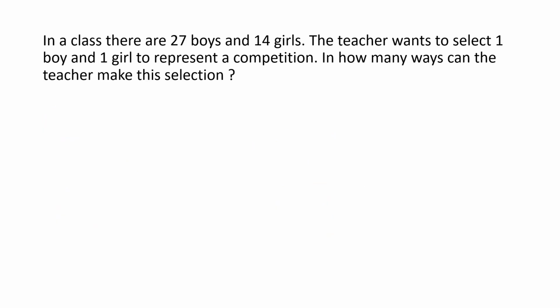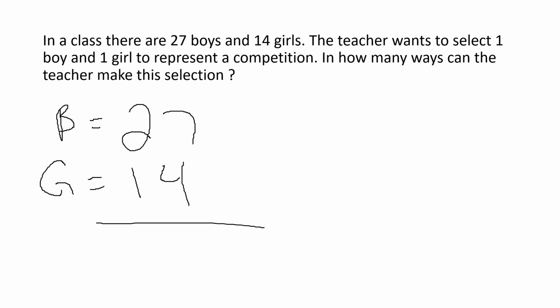Here's another one. In the class, there are 27 boys and 14 girls. The teacher wants to select 1 boy and 1 girl to represent a competition. How many ways can the teacher make this selection? Well, the items we're dealing with are boys and girls, so we can have 27 boys. We can have any of the 14 girls. Multiply that together, 27 times 14. And we get 378 different combinations.